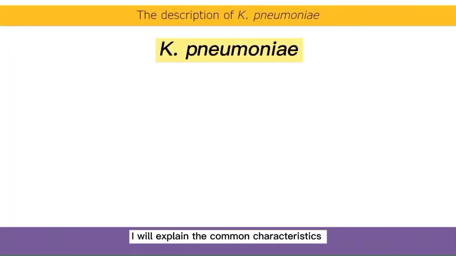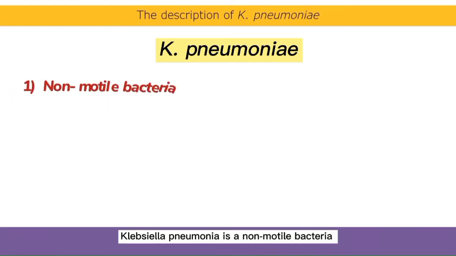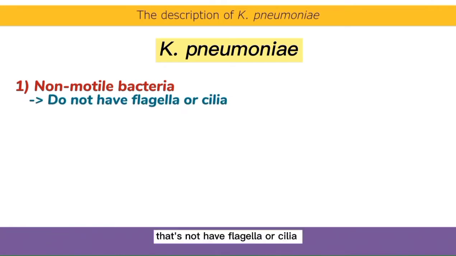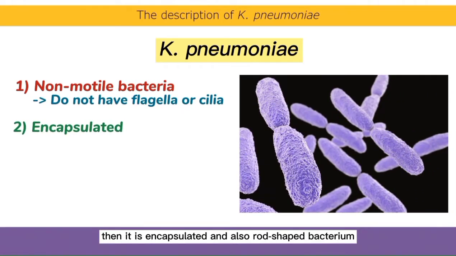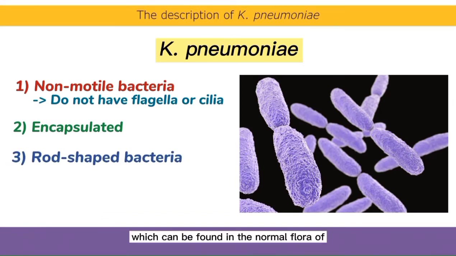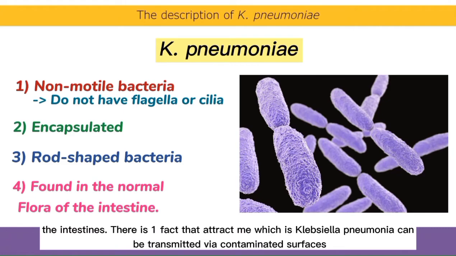First of all, I will explain the common characteristics of Klebsiella pneumoniae. Klebsiella pneumoniae is a non-motile bacterium which cannot move because it does not have flagella or cilia. Then, it is an encapsulated and also rod-shaped bacterium, which can be found in the normal flora of the intestines.